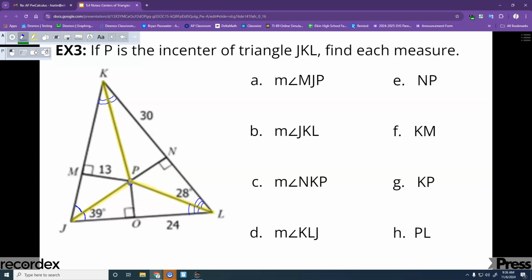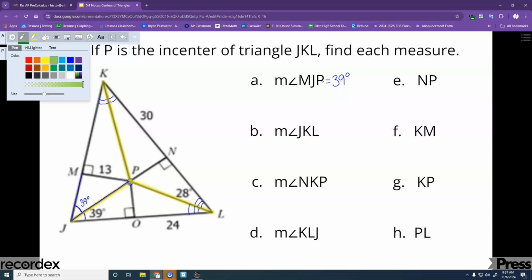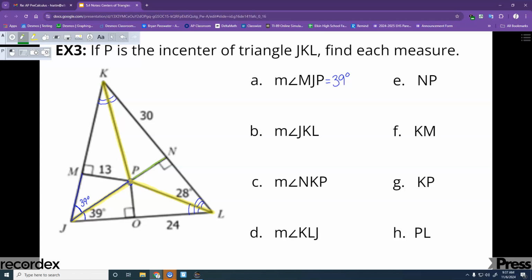Okay, so let's just run through what we've got here. MJP. So let's think about it. We're going to trace it. MJP. That's this angle right here. What is the measure of that angle? It's going to be 39, because these two angles right here are congruent to each other. Okay. The next thing it asks us for is NP, this side right here. Actually, I'm going out of order. Ignore that. Let's go in order.